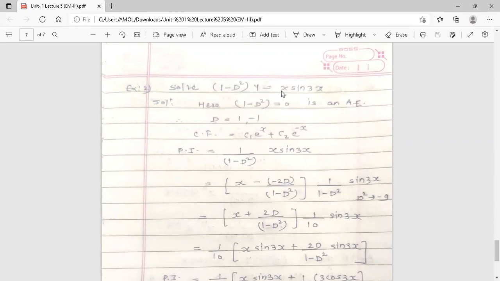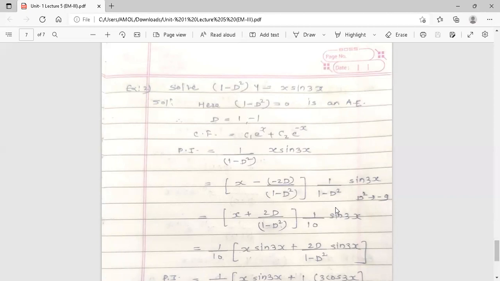It is again the reduced form of LD. Phi of D into y is equal to f of x. So the auxiliary equation is 1 minus D square is equal to 0. Then 1 is equal to D square, which means the factors for D are plus 1 and minus 1. These are the two factors. They both are real numbers and distinct, and distinct means different numbers. So the complementary function is c1 e raised to x plus c2 e raised to minus x.